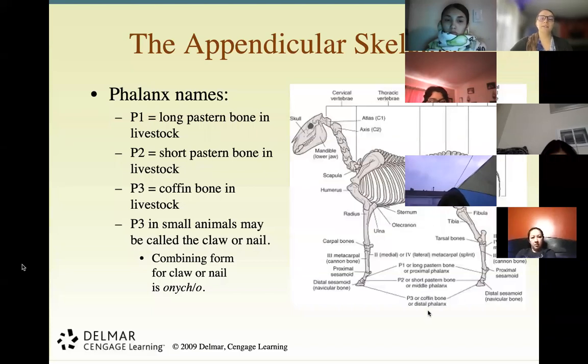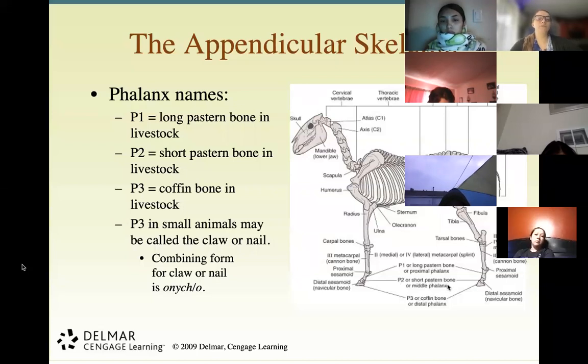So P1, that's going to be proximal 1. That's the long pastern bone in livestock. The pastern bone is directly after, or considered to be, the proximal sesamoid. The P2 is the short pastern bone that we see in livestock, directly after that, also known as the middle phalanx. Then P3 is that coffin bone. So I was talking about the cannon bone. The coffin bone goes directly in through the middle of the hoof.